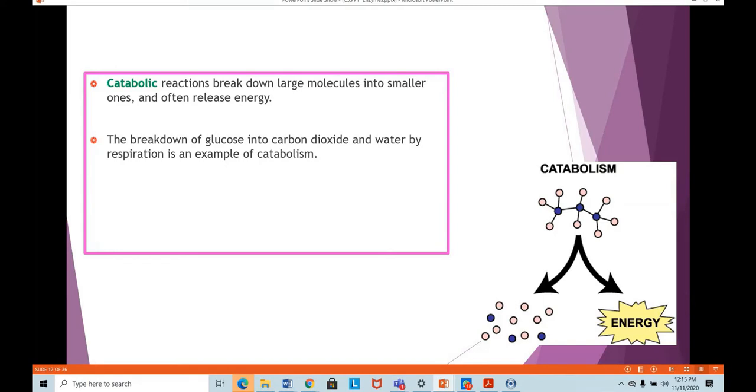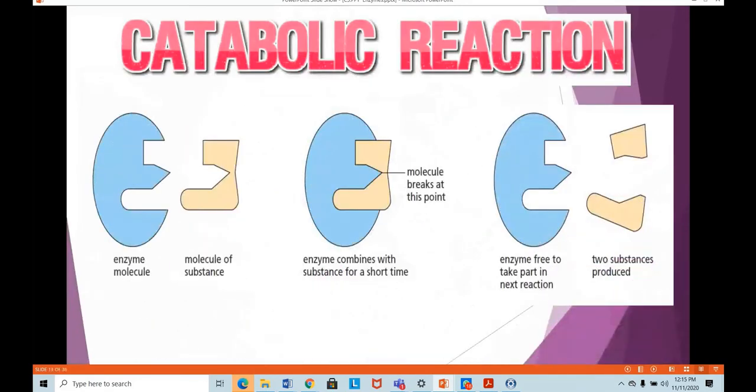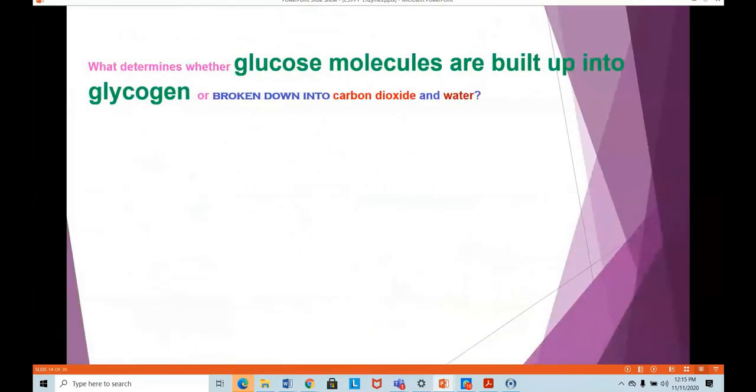So the breakdown of glucose into carbon dioxide and water, and also the breakdown of carbohydrates, proteins, and fats during digestion into simpler substances, are all examples of catabolic reactions. So enzymes not only help in anabolic reactions, they also play a major role in the various catabolic reactions which take place in our body. All right, and what determines whether glucose molecules are built up into glycogen or broken down into carbon dioxide and water? Of course, it is the enzymes.